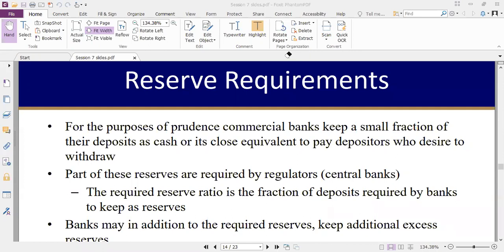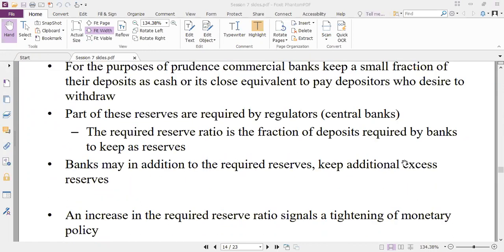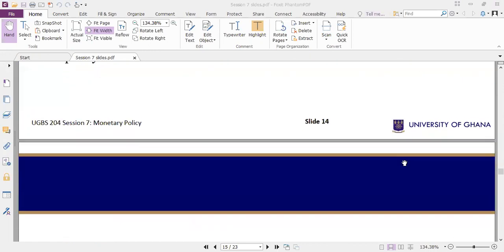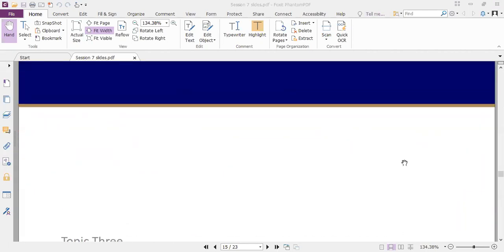All right, so now there was a third one in this slide. So then the third one was the discount rate policy. When we say discount rate policy, it is the rate at which the commercial bank borrows from the central bank, which is the Bank of Ghana. Remember, the commercial bank is a government institution.